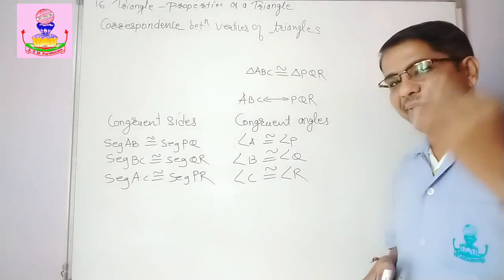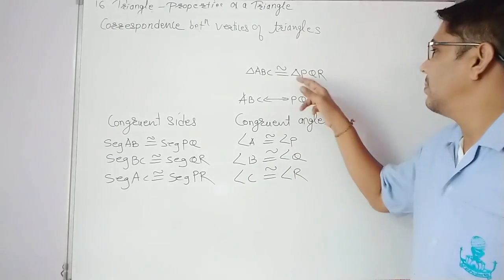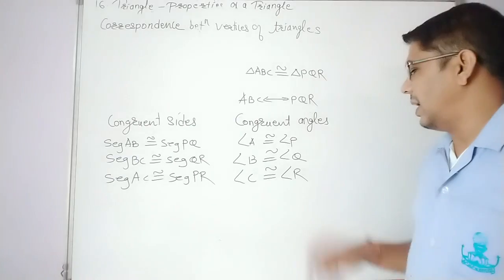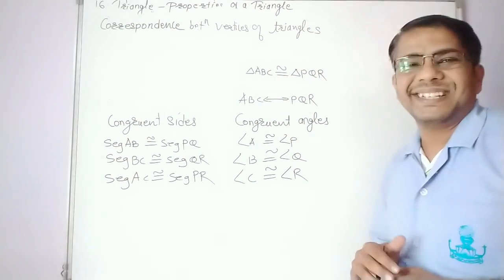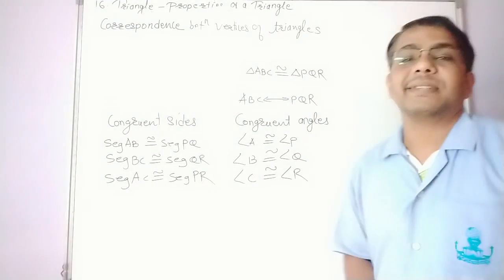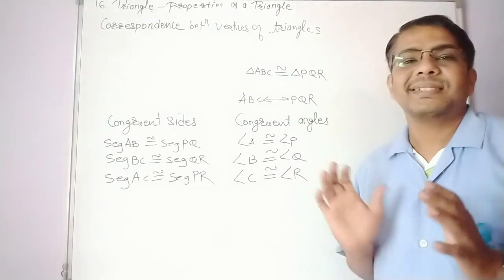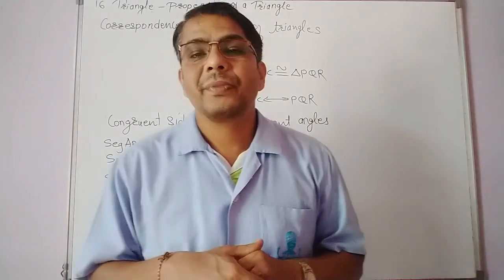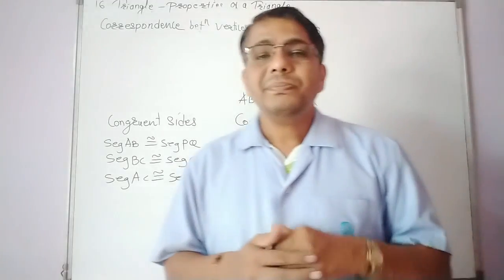I have written single letter names. You should always write 3 letter names. That is, angle ABC congruent to angle PQR, angle BAC congruent to angle QPR, angle BCA congruent to angle QRP. So for a given one-to-one correspondence, if the two triangles are congruent, we can write the congruent angles and congruent sides.